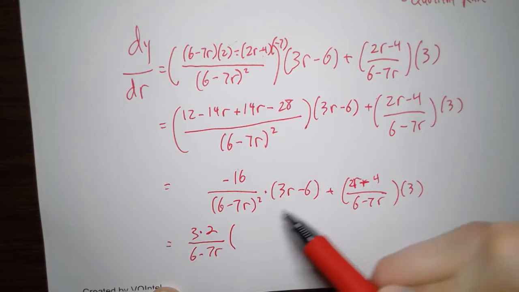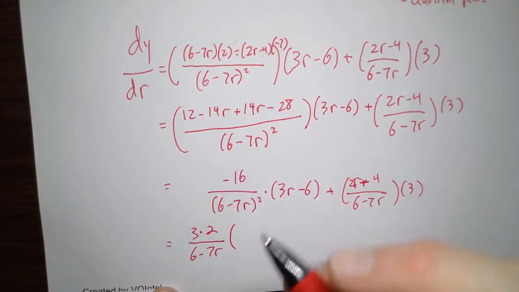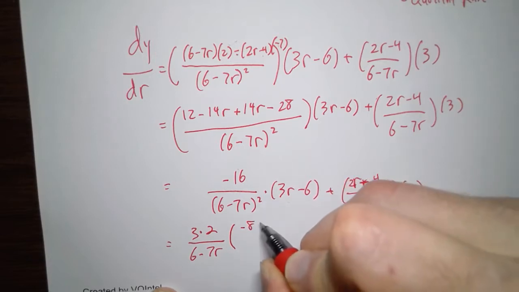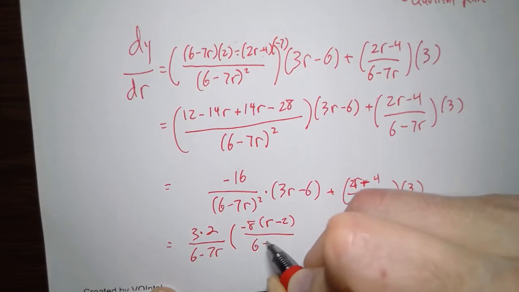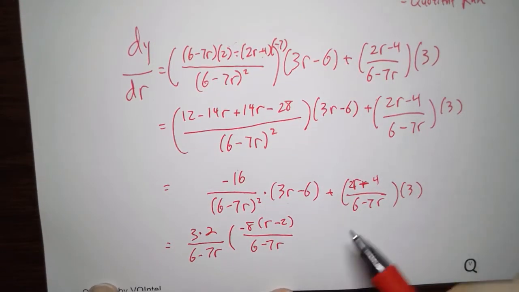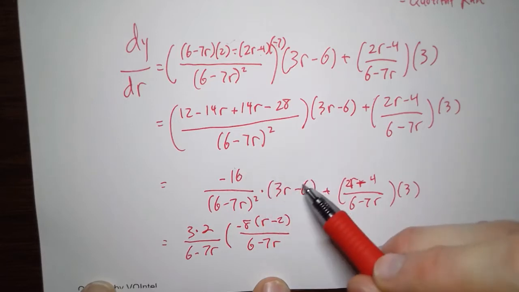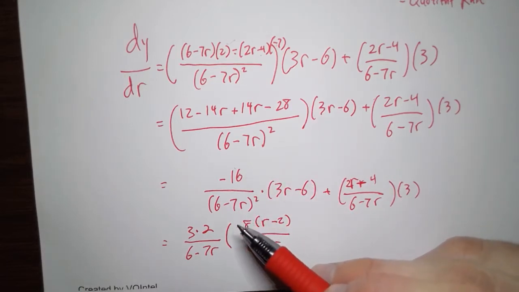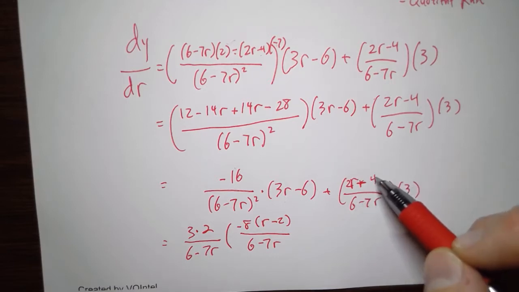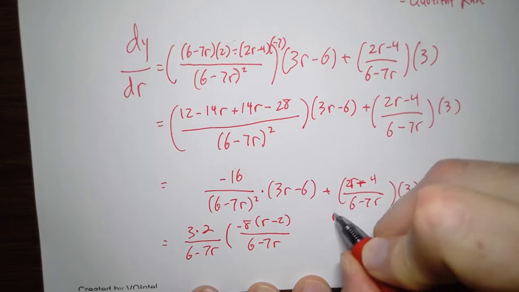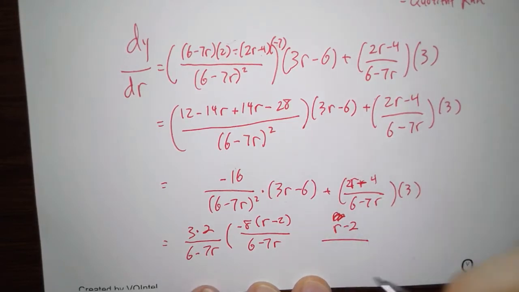So, what's left of all this when we take out a 3 from here, a 2 from here, and a 6 minus 7r? We have negative 8 times r minus 2 over 6 minus 7r. That's what's left when we take all this out. Took a 2 out of here, a 3 out of here, and one of the 6 minus 7r's. Over here, we take the 3 out of here, take the 2 out of here, leaving r minus 2 all over 1.